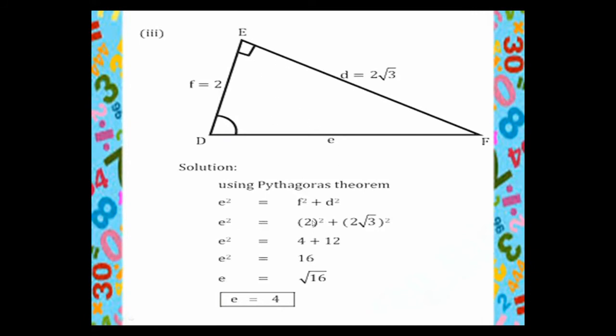E square is equal to 2 square plus 2 root 3 whole square. 2 square is 4, and 2 root 3 whole square becomes 12, because 2 square is 4 and 4 times 3 is 12. 4 plus 12 is 16, so E square is 16. For finding the value of E, we take the root on both sides. So E is equal to root 16, and the value of root 16 is 4.